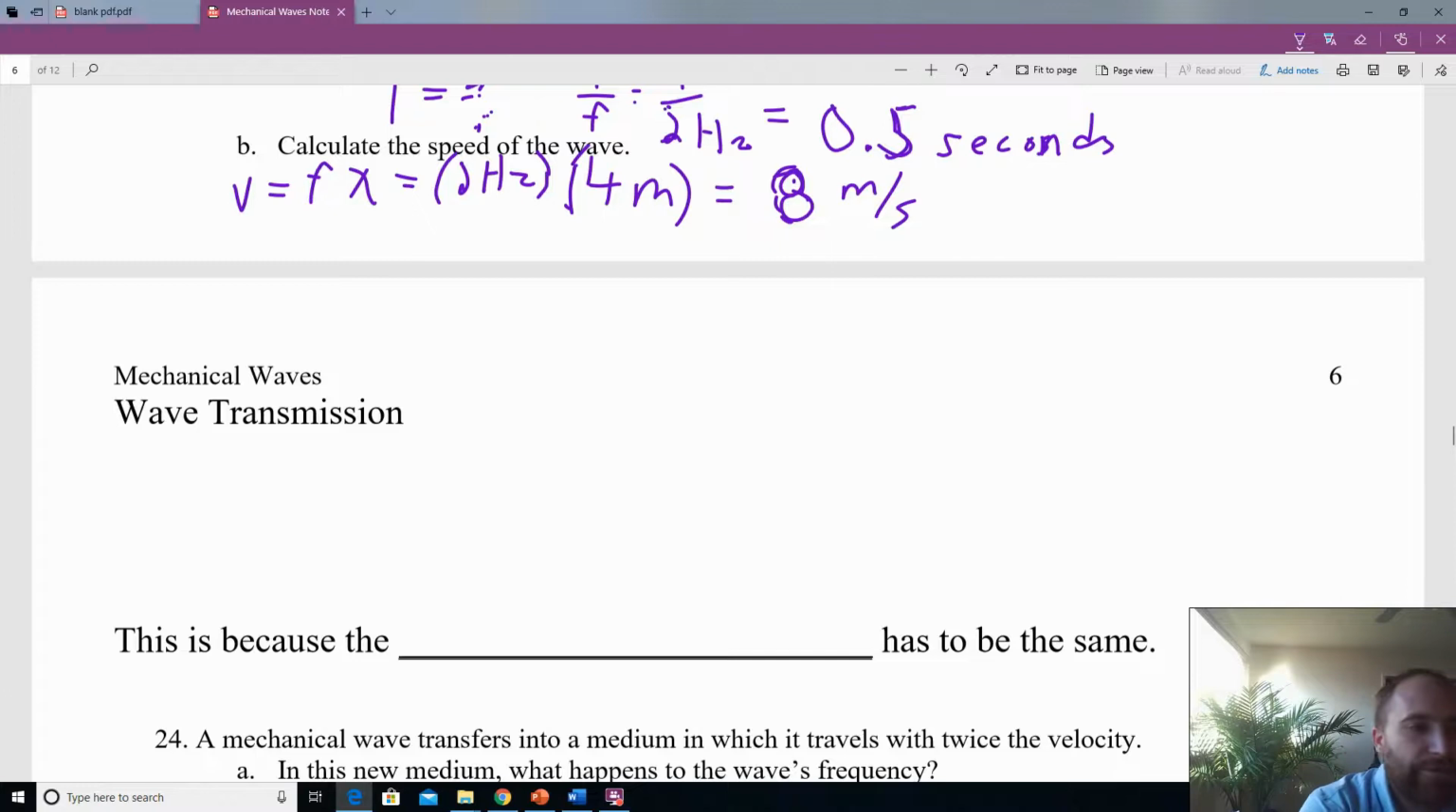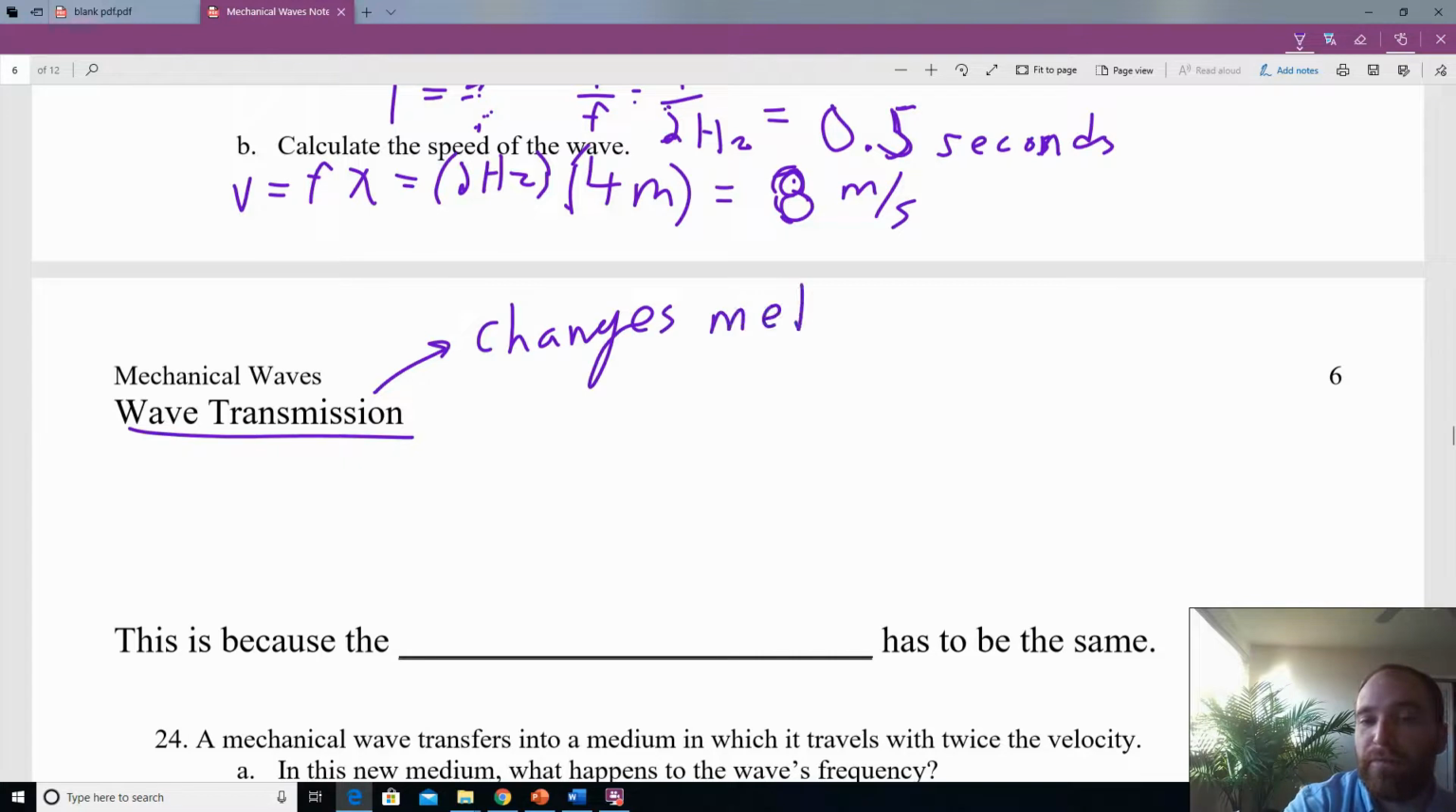Wave transmission. Alright, transmission is when a wave changes medium. So if it goes from one thing to another, a wave changes medium. A nice example of that is light. If you look out a window, light outside is traveling through air, and then it travels through the glass of the window, and then it travels through the air inside of the room. It changes medium. It goes from one thing to another to another.